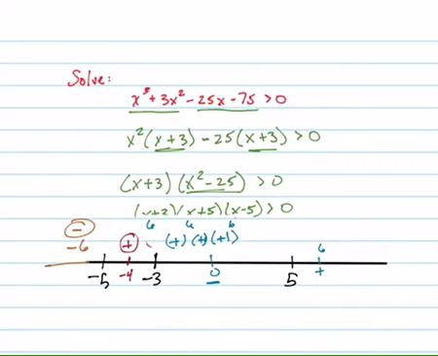So the question was, when is it positive? Notice it doesn't say equal to, so I cannot include those values. When is it positive? Well, it's positive from negative 5 to negative 3, and also it is positive from positive 5 to infinity. And that would be your answer.